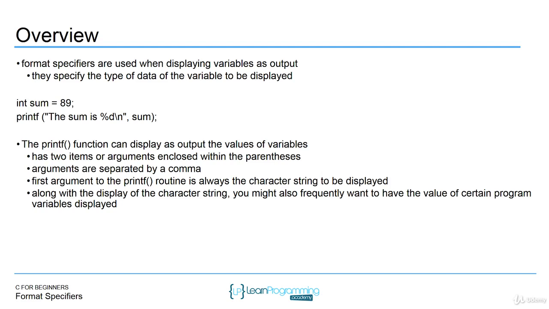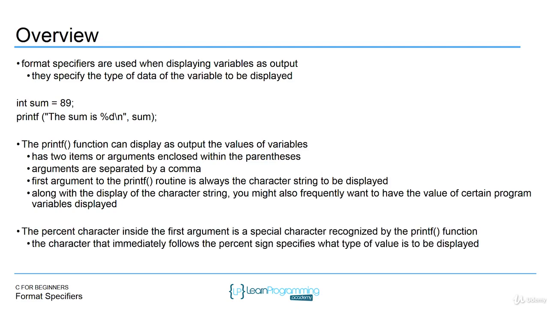And then \n is going to be interpreted as a line feed. So this is going to display the sum is, the value of sum, and then a line feed. Now the % symbol tells you that it's a format specifier. The d is telling you that it's an integer. And depending on the type of that data, what's after the % symbol is going to change.